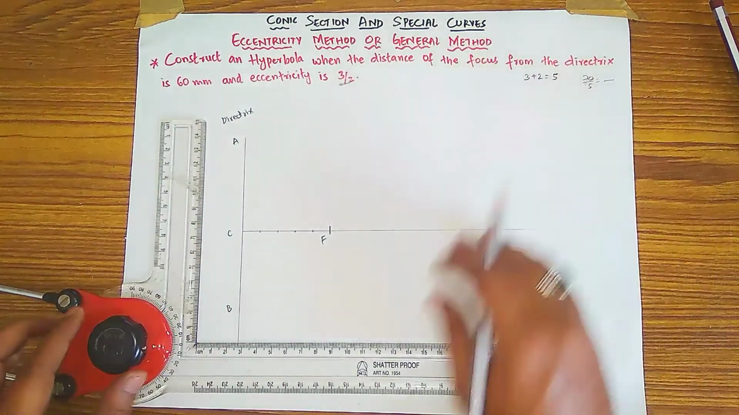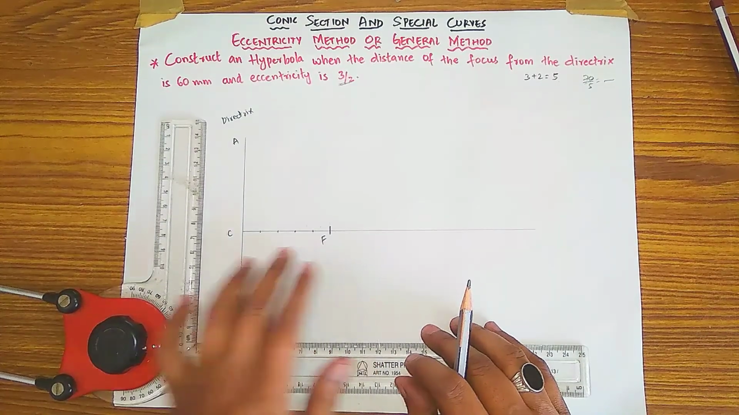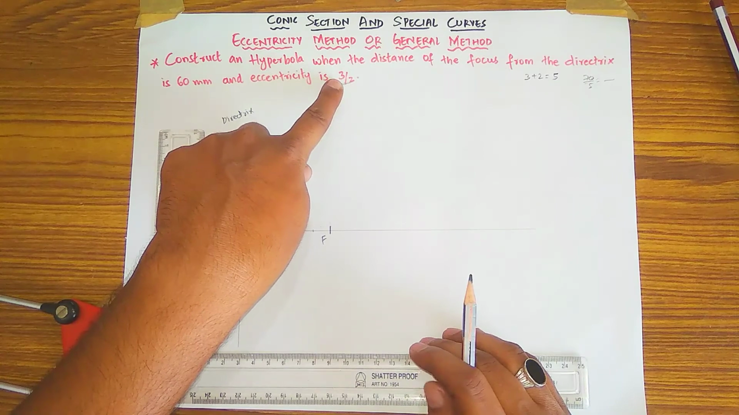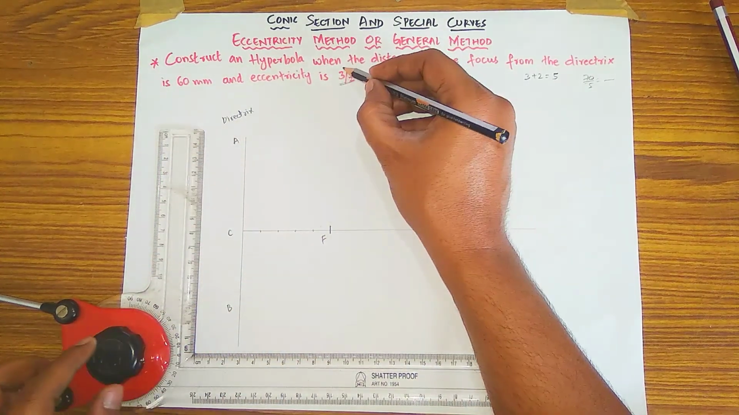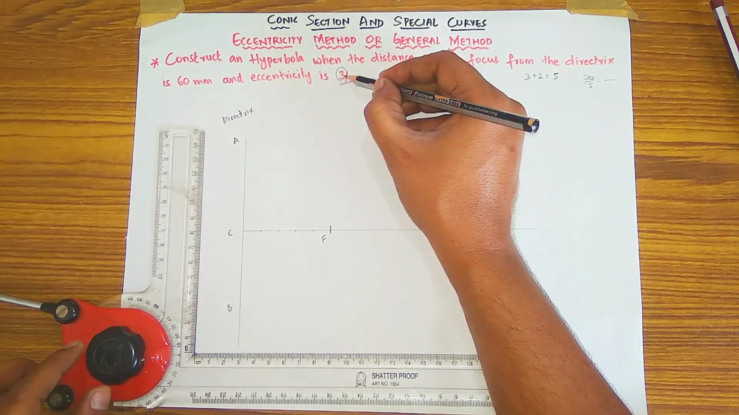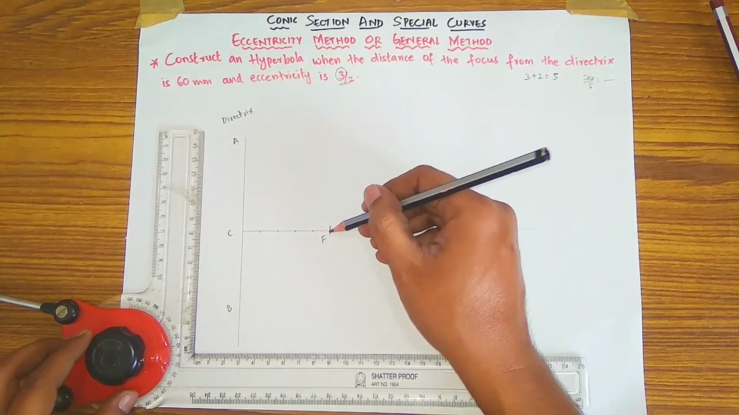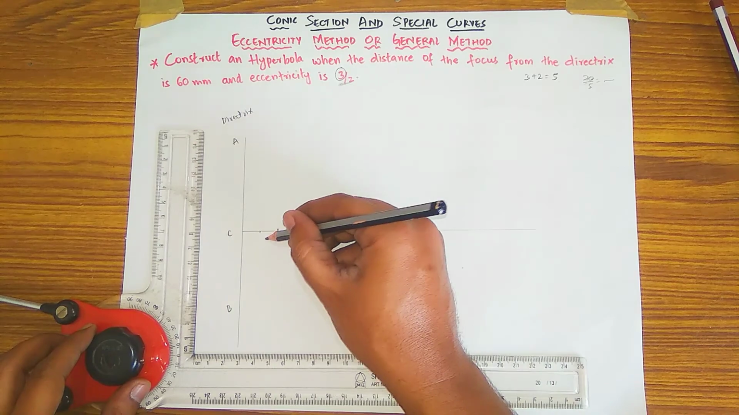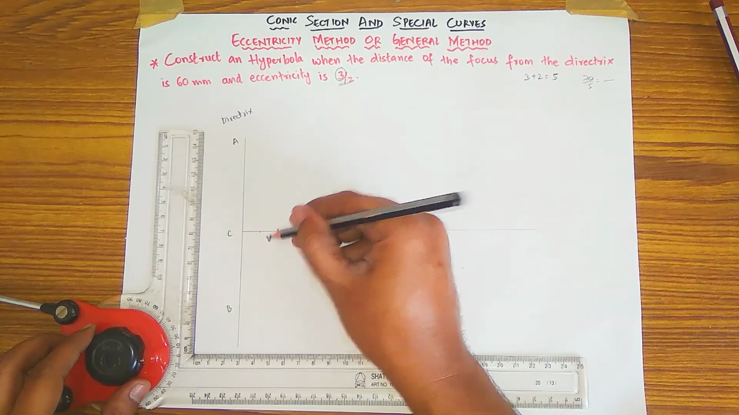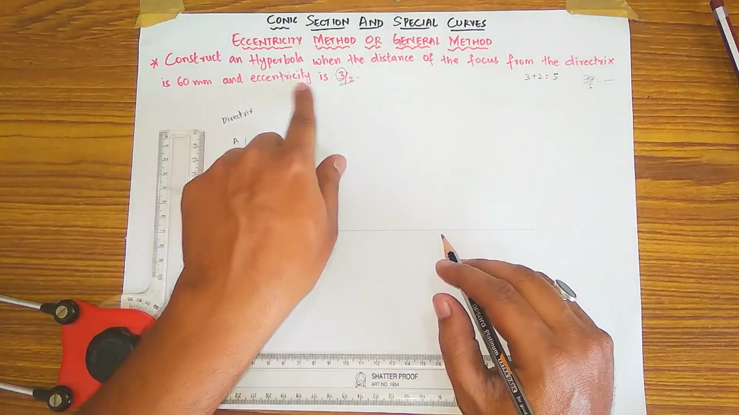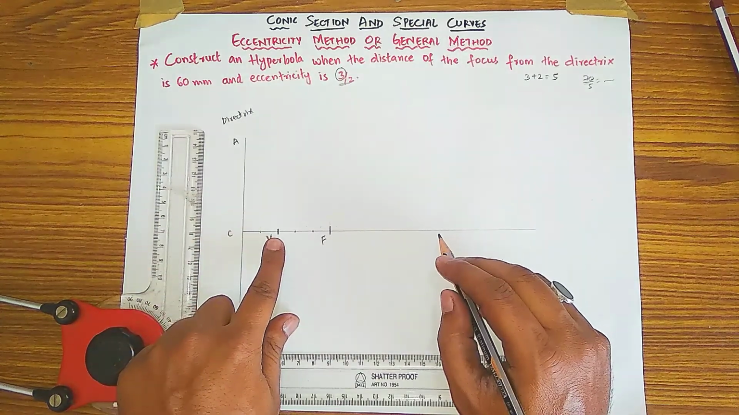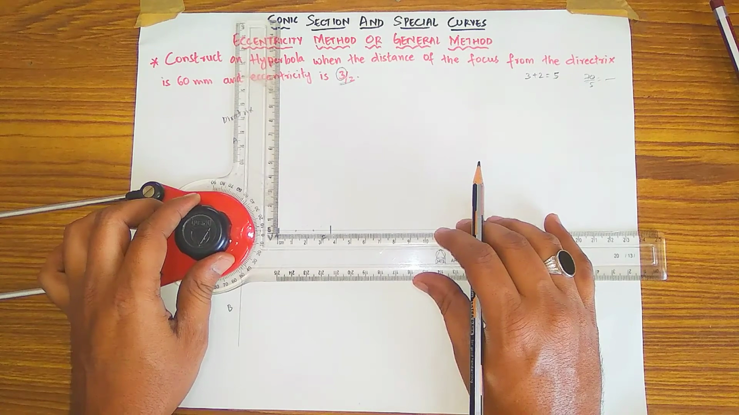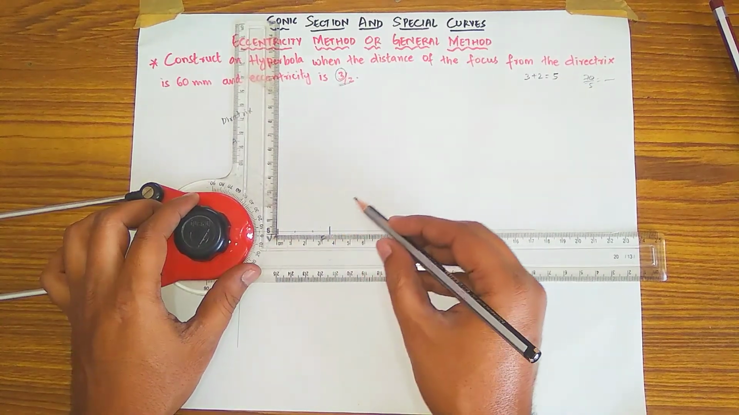After dividing this distance, you have to come to the same eccentricity. How much is it given? 3/2. So the numerator is 3, so you have to take these 3 divisions from the focus: 1, 2, 3. This point will be the vertex V. According to the eccentricity only you have to take the vertex from the focus.